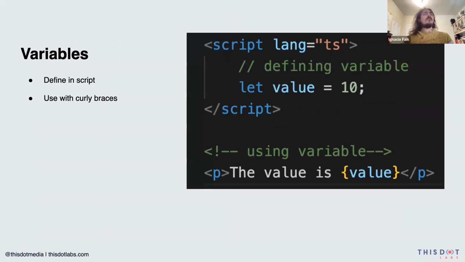And variables. I'm gonna go through some common concepts with other frameworks. I'm not gonna stop too much explaining them, but you can see some similarities with other frameworks. So variables. How do you define variables? You define a variable in the script, and then you can use it in the template using curly braces. So this is very similar, I would say, to how to use variables in other frameworks.